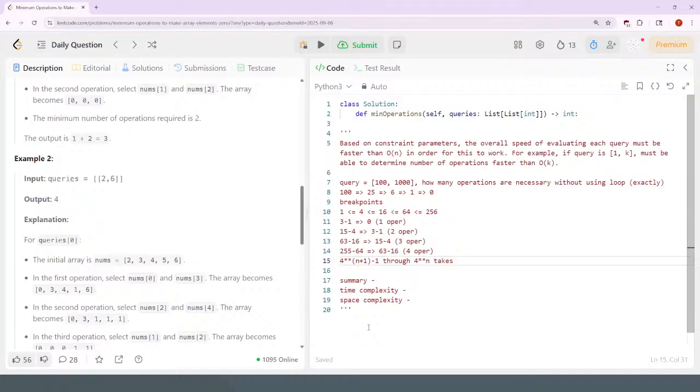takes n plus 1 operations to become 0. So if n is 1, which means this would be 4 to the second minus 1, which is 16, minus 1, which is 15 through 4. 15 through 4 takes 2 operations. Okay. So then the question is, like, how many of these numbers fall into each bucket?